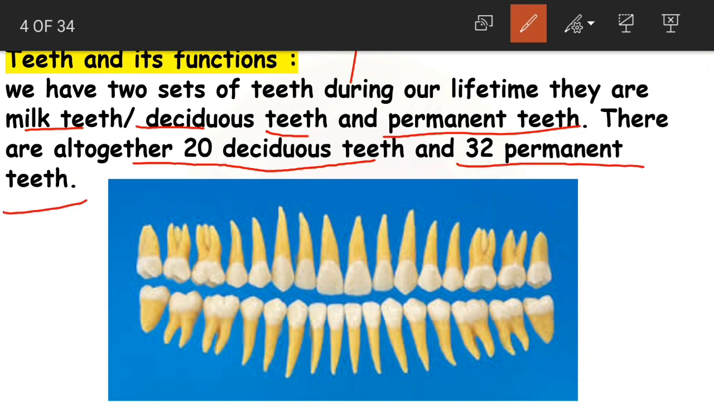This is in the upper jaw and this is in the lower jaw. So this is the teeth structure. Actually, we will not be able to see this yellow colored part in our mouth, as it is just inside. We can only see the white colored enamel part. So these are all 32 permanent teeth.